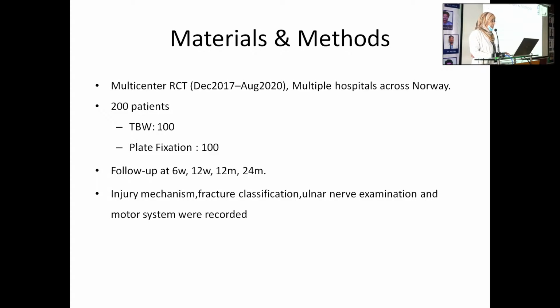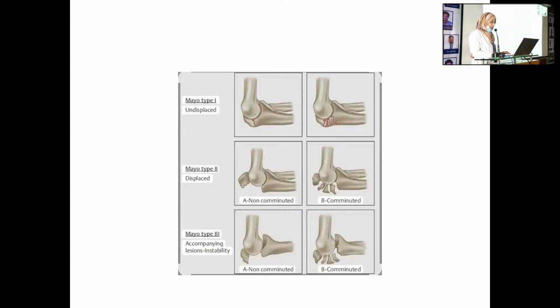Material and methods. This is the Mayo type classification. Type 1 is undisplaced, stable. A is non-communicated, and B is communicated, undisplaced. Type 2 is displaced fracture, but these are stable fractures, with type 2A non-communicated and type 2B communicated fracture. And type 3 are unstable fractures, non-communicated and communicated.